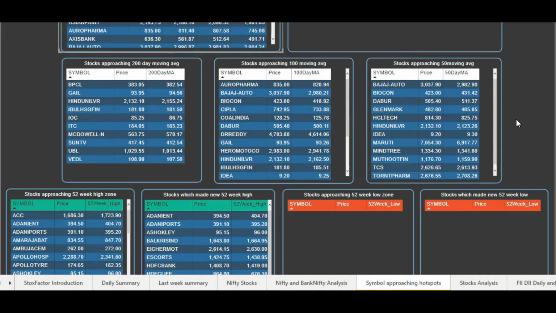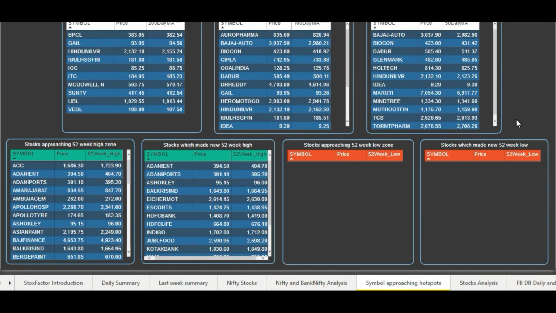Now, the 200-day moving average is generally for long-term investors, I mean the people who look at the 200-day moving average to make their investment decisions. Then come the stocks approaching the 100-day moving average, and finally the 50-day moving average for medium-term investors.